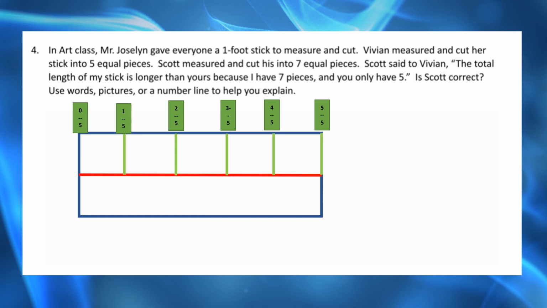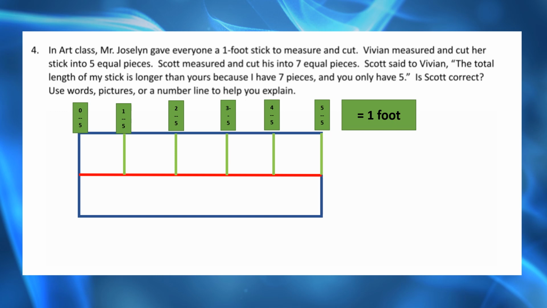Now, even though it's partitioned into fifths, the first sentence says, Mr. Jocelyn gave everyone a 1-foot stick to measure and cut. So even though this stick, aka fraction line, aka number line, is cut into 5 pieces, it still equals 1 foot. So I'm just going to write equals 1 foot there. All right.